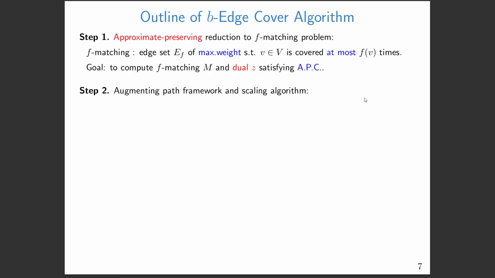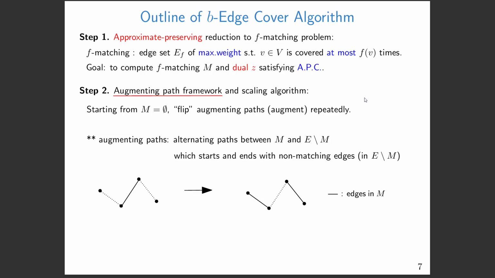So now we are sufficient to address the F-matching problem. To do it, they design two technical ingredients: an augmenting path framework and a scaling algorithm. First, the augmenting path framework starts from an empty matching edge set M. We are going to flip augmenting paths repeatedly. So here is what it means.